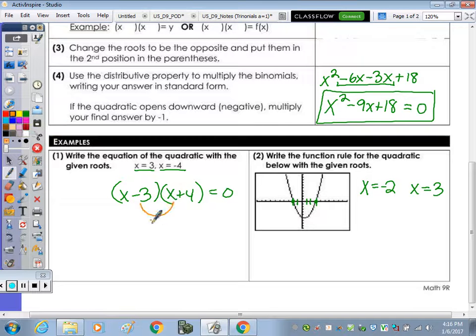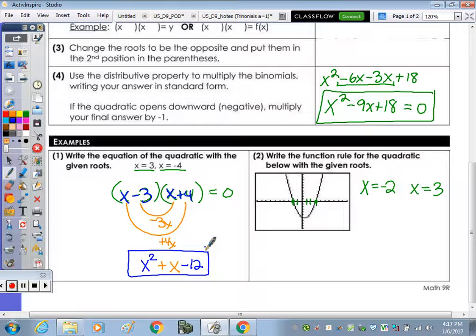So negative 3 times x is negative 3x. X times a positive 4 is a positive 4x. So that middle term is a positive x. The first term is going to be the x times x, so it's going to be x squared, because negative 3 plus 4 is 1. And then negative 3 times a positive 4 is a negative 12.